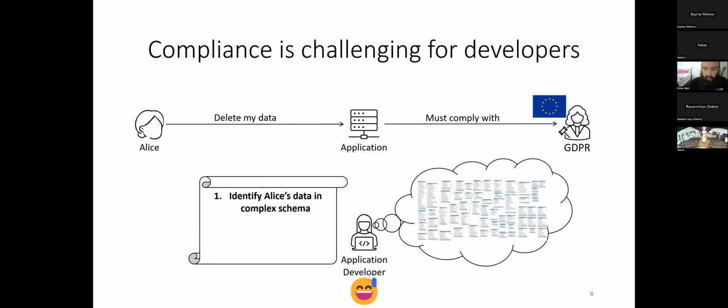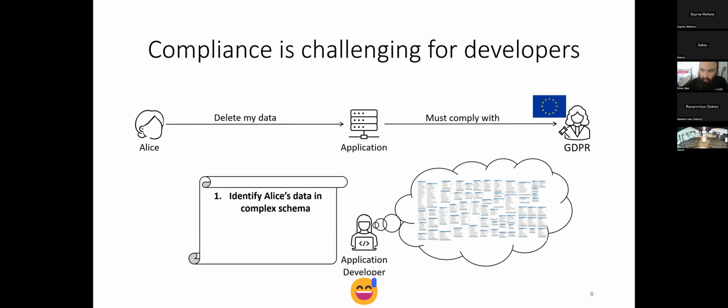The first thing that the application developer needs to do is to identify Alice's data in the database. And this is really challenging in a real-world application because applications often have complicated schemas that have many tables and many relationships. And so this often ends up being a very complicated, very intensive manual set of queries that the developers have to write that does all the right joins and all the right filtering just so that it can identify the data. Okay, but let's say we do that.